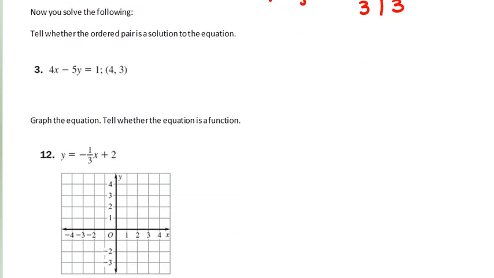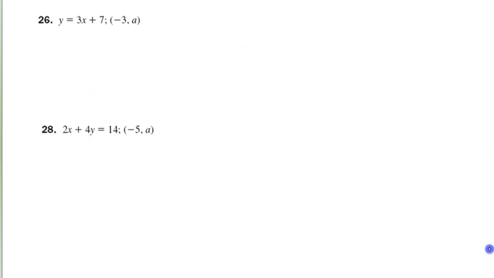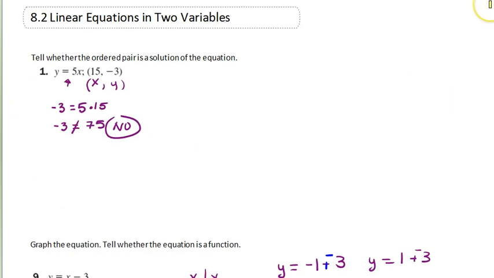Now it's your turn to solve the following problems based on the information you learned in the video. This is the end of the video on 8.2 linear equations in 2 variables.